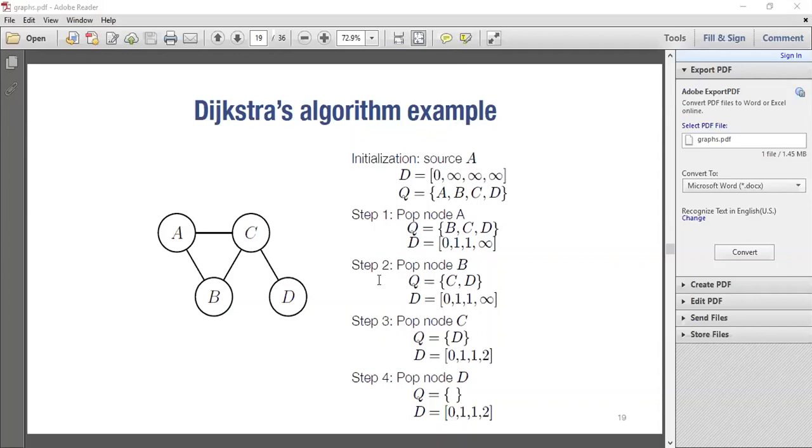What we have been able to establish is that from A, at the second step, from A to B is 1. And we've also established that from B to C is 1. But from B to D is infinity. Then what we do is we pop B. We don't use B any longer. We now go to C. What we now have is 0, 1, 1 for C.